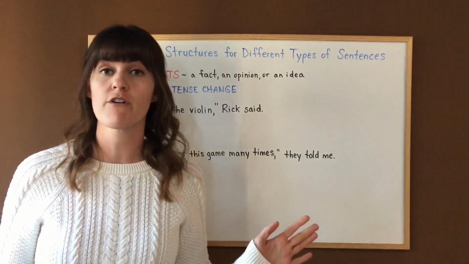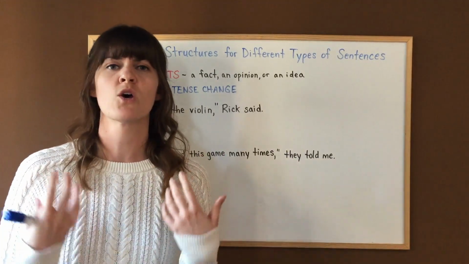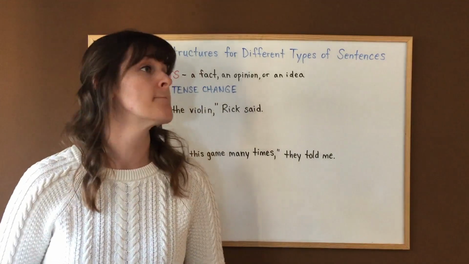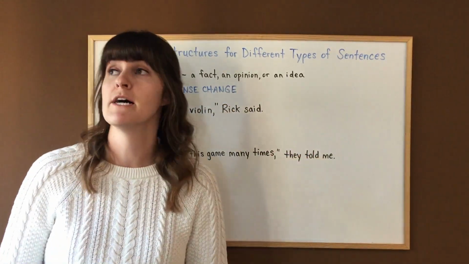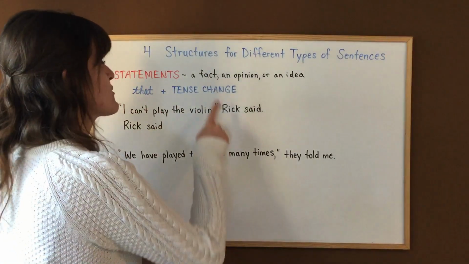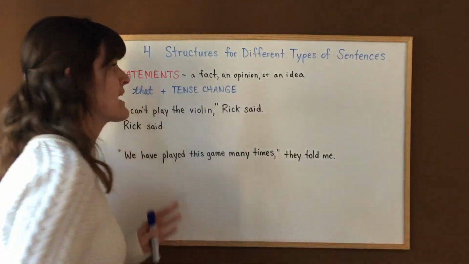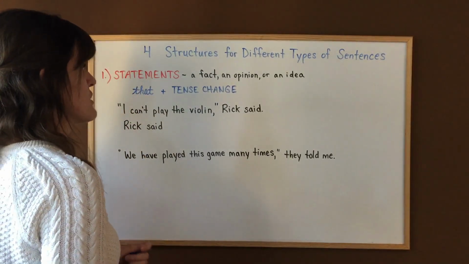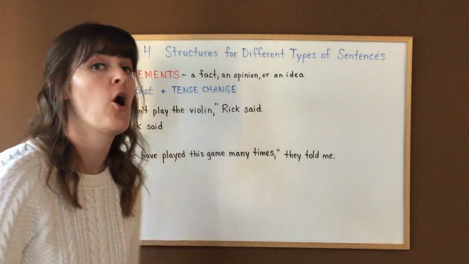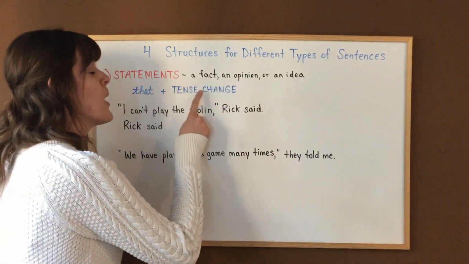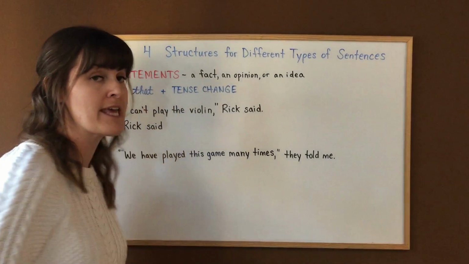Statements are what you've already seen. We've already seen a lot of statements. What is a statement? For example, the sky is blue. My favorite color is purple. Cats are cute, for example. So it's a fact, an opinion, or an idea, a statement. What's the structure look like? Very, very simple. All we have to put is the word that, plus our tense change.